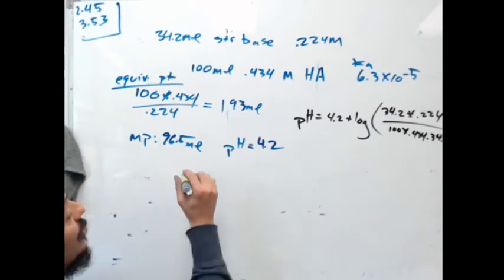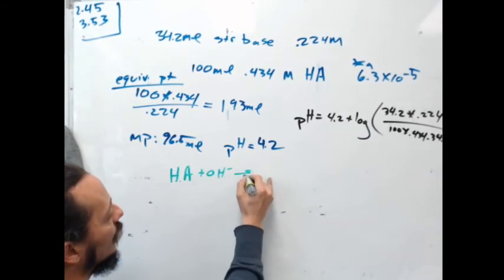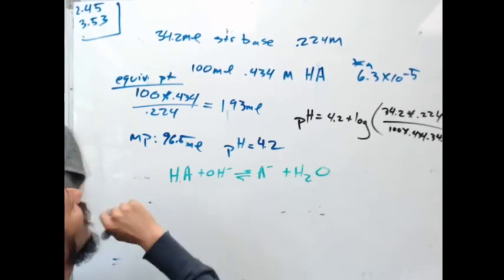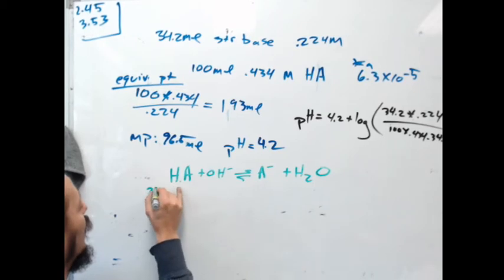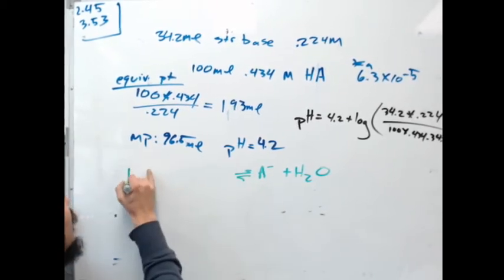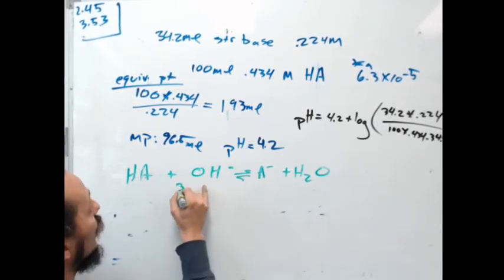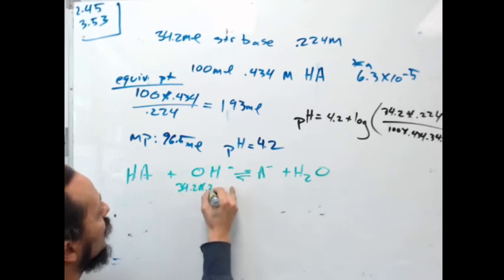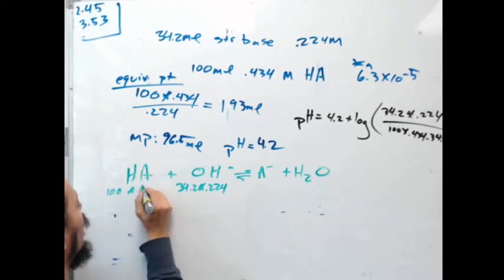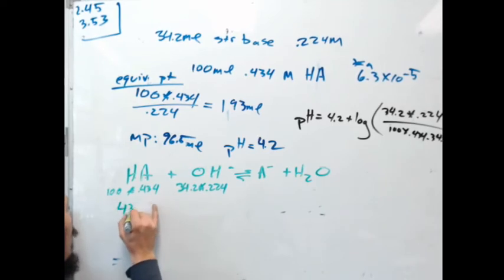The way I expected you to do it would be HA plus OH minus goes to A minus plus H2O. I'm going to have 34.2 times 0.224. I'm going to have 100 times 0.434. I can do the 100, that's 43.4.